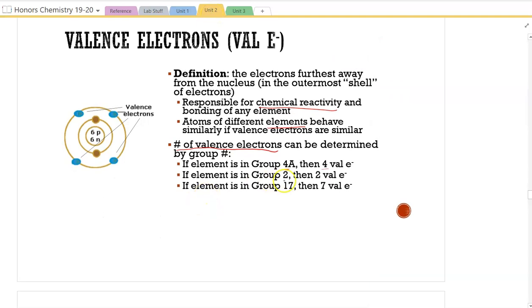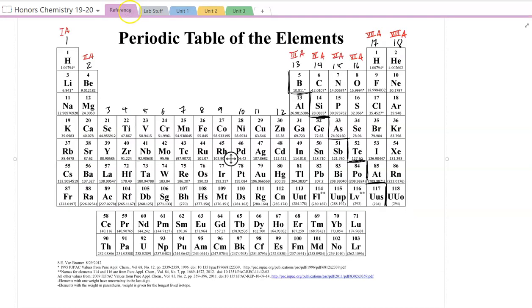Alternatively, if an element is in group 2, so that's the numbers just straight across from left to right, it's going to have 2 valence electrons. And if an element is in group 17, well, it's not going to have 17. It's only going to have 7 valence electrons. Let's see what that looks like. Going back over here, this is my group 17. This column right here, they're not going to have 17 valence electrons. They're only going to have 7.